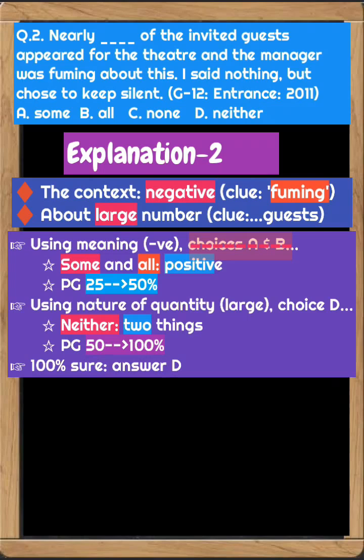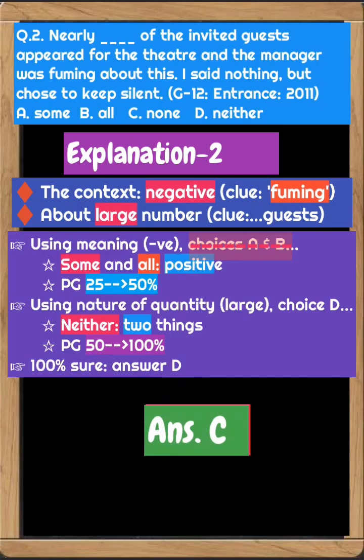Again, using the nature of the quantity, that means large quantity, choice D must be eliminated because neither is used only for two things. Therefore, your probability of getting it right increased from 50% to 100%. So, 100% sure the correct answer is D. Well done. Good.